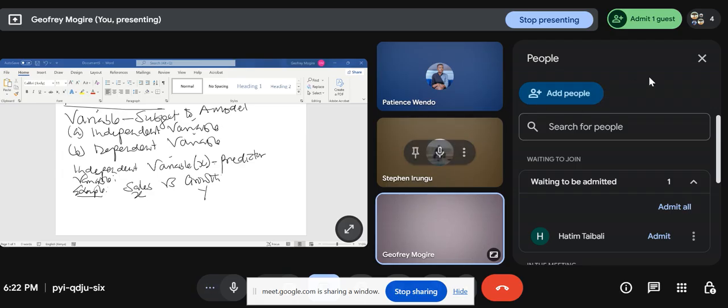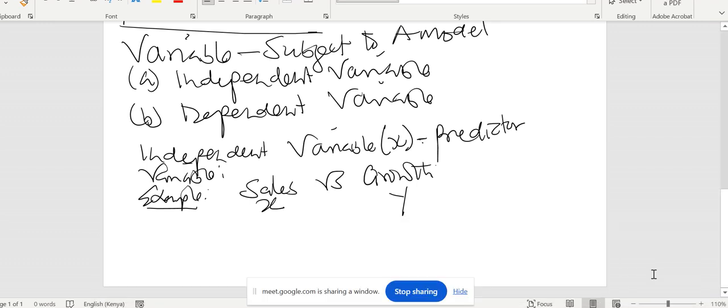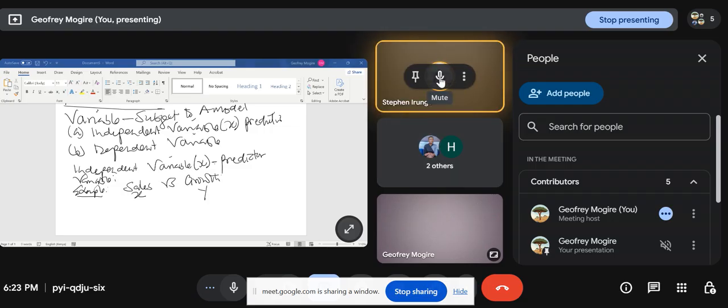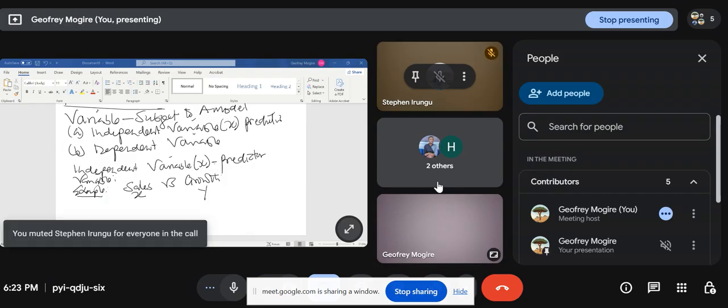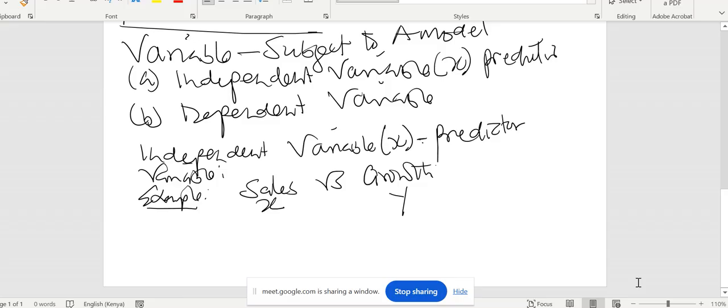Let me admit somebody here. Then I want you to just indicate here, under independent variable is always X, which is the predictor variable. Then we move to dependent variable.